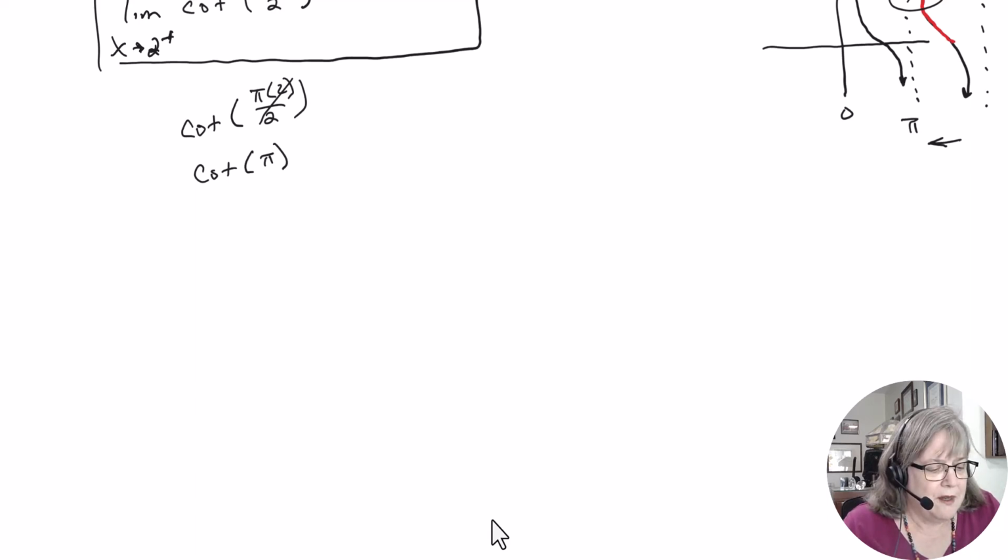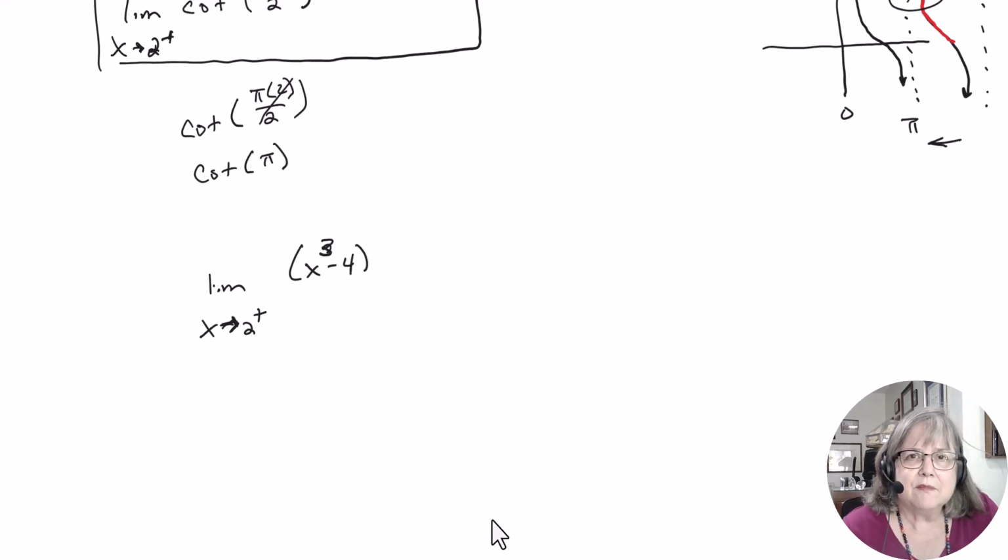All right, let's do the limit as x approaches 2 from the right. So this is a one-sided limit of x cubed minus 4. What do you do? Well, you see if you can sub it in. And 2 is in this thing's domain. And the fact that it's a one-sided limit, that it's from the right side, does not matter.